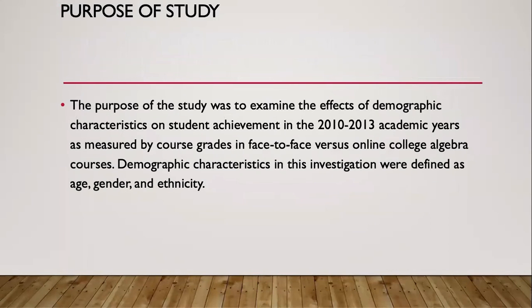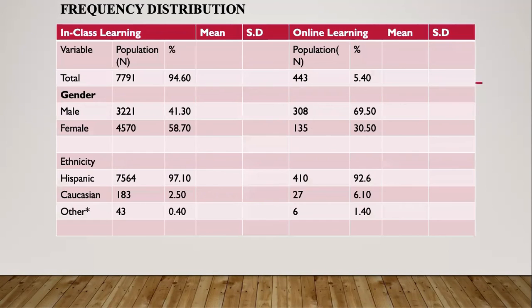The purpose of this study is to examine the effects of demographic characteristics like age and gender on student achievement in the academic years 2010 to 2013 as measured by grades. It was broken down into in-class study, which is face-to-face, or online learning environments.